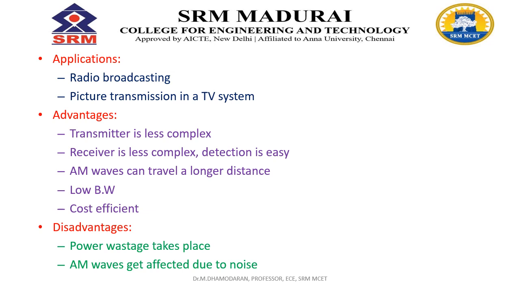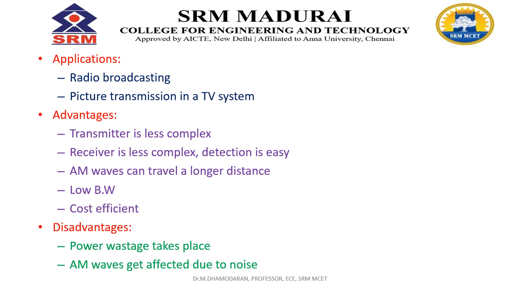Another application is picture transmission in a TV system. In early days, in the TV signal, the audio signal is an FM signal and the video signal is a VSB signal. VSB is nothing but one type of AM modulation that is used for picture transmission.